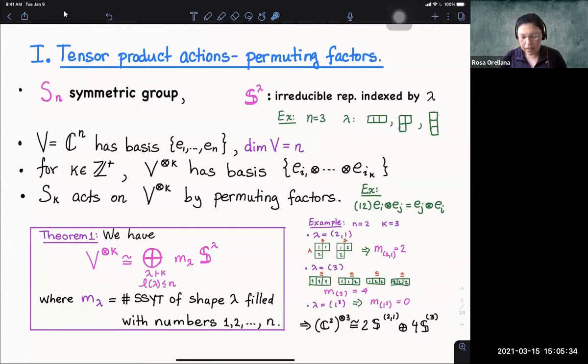Then S_k will act on this tensor space by permuting the factors. Here I give you a little example. Because I will have different actions on tensor space, notice what it does: the permutation (1 2) simply flips the two places. So it's the permutation action.